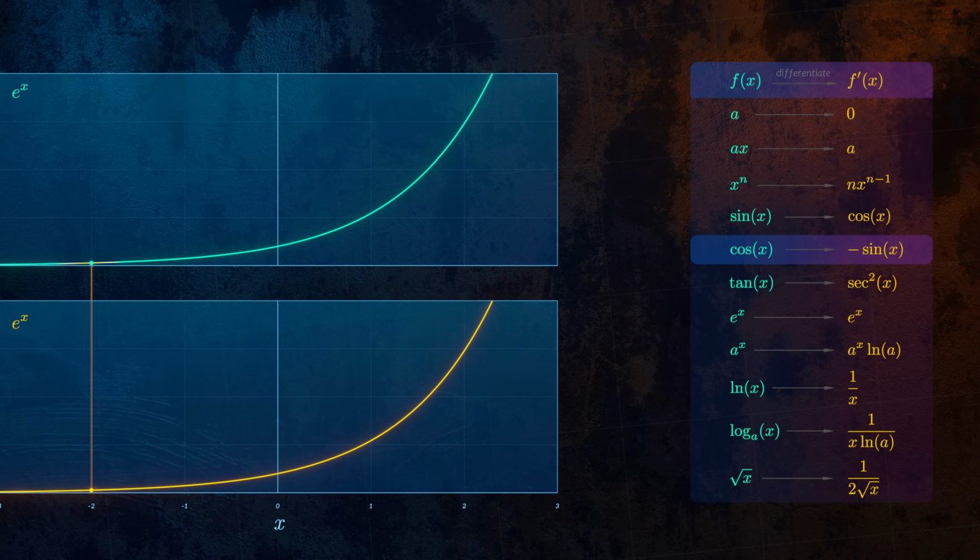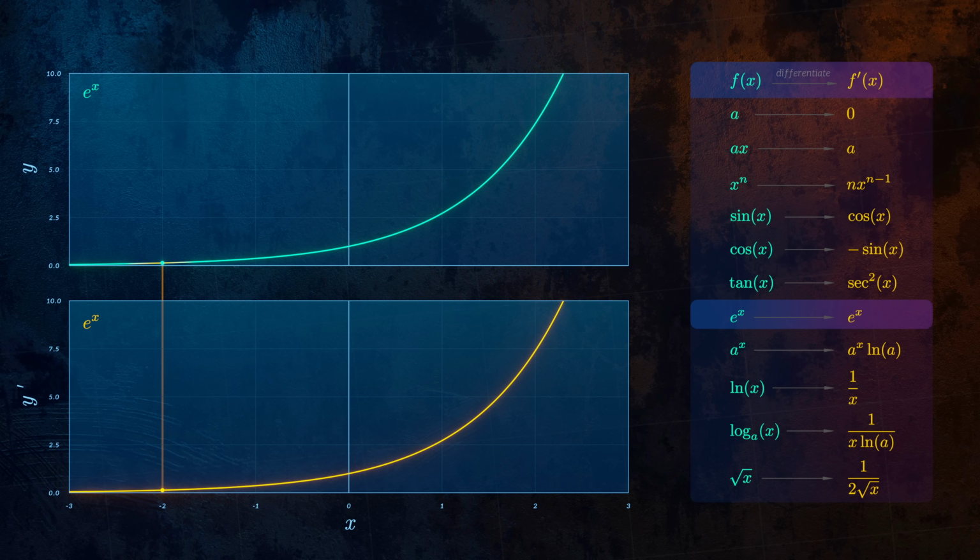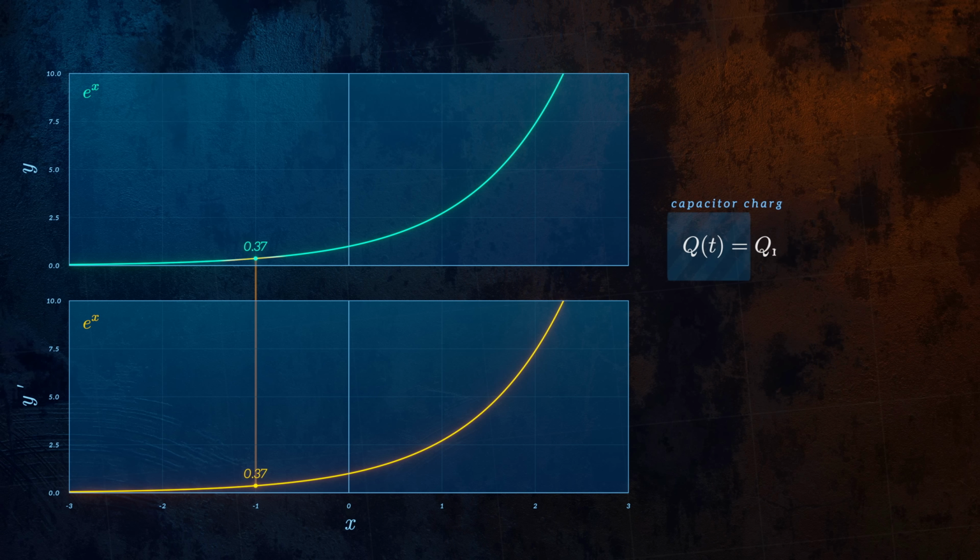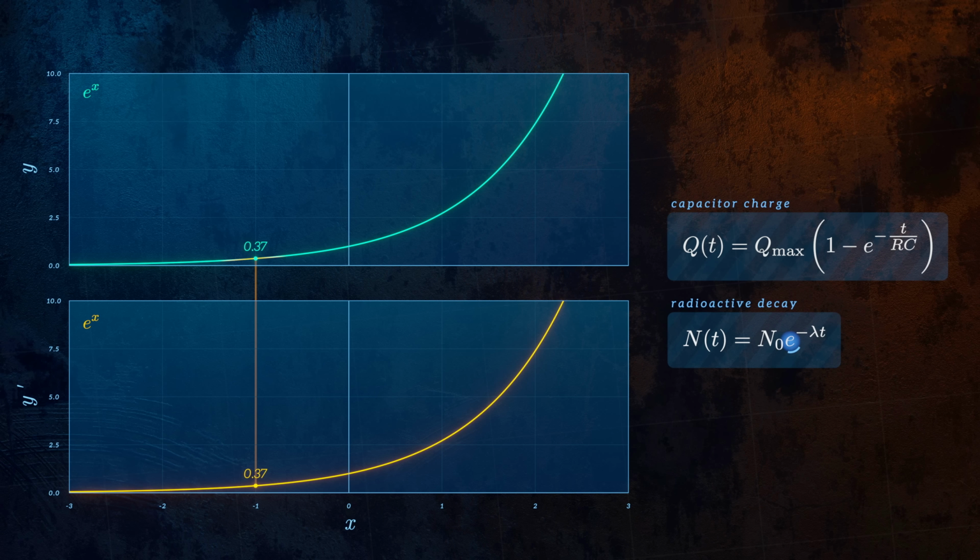Another important function is the exponential function. What makes it remarkable is that at every point, the slope is exactly equal to the value of the function itself. The larger the value, the faster it grows. Exponential behavior shows up whenever the rate of change of a quantity depends on how much of that quantity already exists, like the charge building up in a capacitor, or radioactive decay, where more atoms means more decay events.